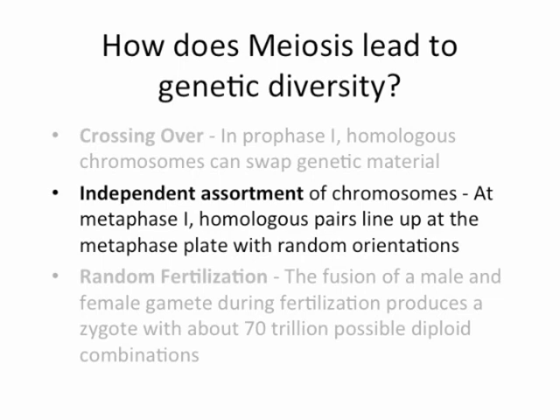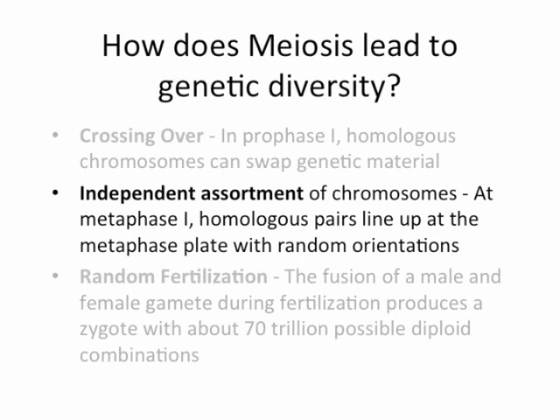Independent assortment says that homologous pairs line up with random orientation. So it would be just as likely for this to happen as for the opposite to happen, for there to be two blue on one side, and two green on one side and two blue on the other side. I have a graphic which displays this a little bit better. Independent assortment says that during metaphase 1, your homologous pairs randomly orient on the metaphase plate.